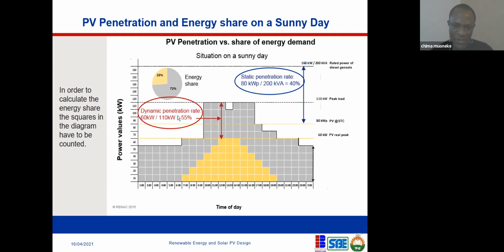Now let us look at dynamic penetration. Despite the fact that you have 80 kilowatt peak of the solar system, what it is actually generating at the peak period, between 12 noon and 2 p.m., is 60 kilowatts. And that's what we're going to use to calculate our dynamic penetration at that time. So you have 60 kilowatts divided by the actual peak load. Now look at the peak load, 110. So when you divide by the actual peak load, which is 110 kilowatts, you have a 55% dynamic penetration rate.